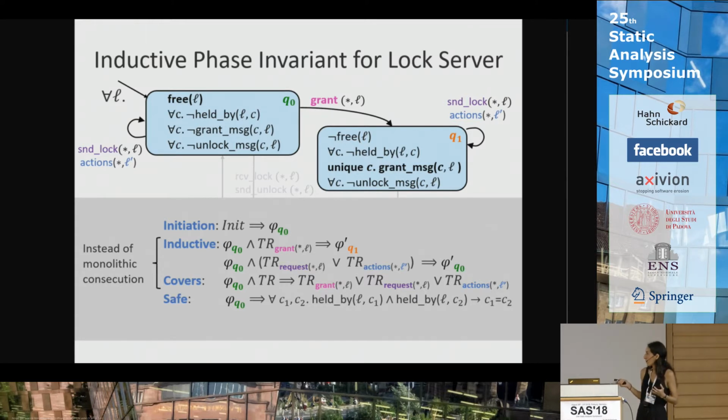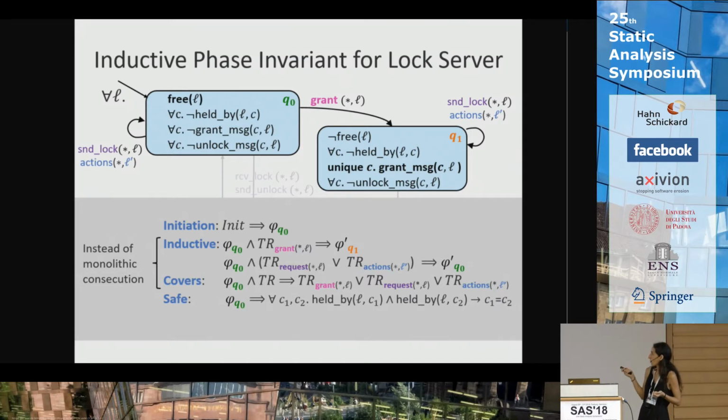And the key differences: we still have initiation and safety. The formula of every phase has to imply the safety property, and the initial state formula has to imply the formula of the initial phase. But the interesting thing is the consecution. When we talk about inductive invariants, we know that they have to be preserved by any transition of the system. And now we basically split these requirements based on the edges of this automaton, of this phase automaton.